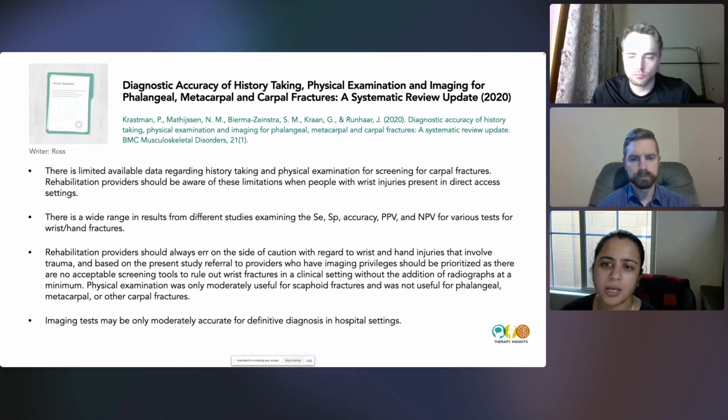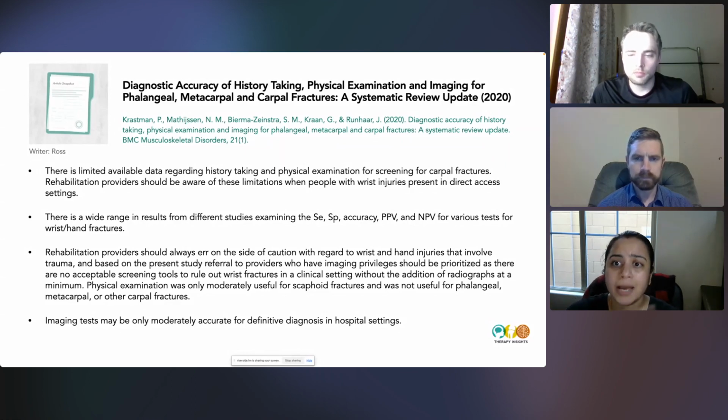Ross, when we're talking about imaging here, was it specific just to radiographs, or MRI and CT as well? Because, like you just talked about in your resource, MRI has obviously more sensitivity and specificity compared to an X-ray.